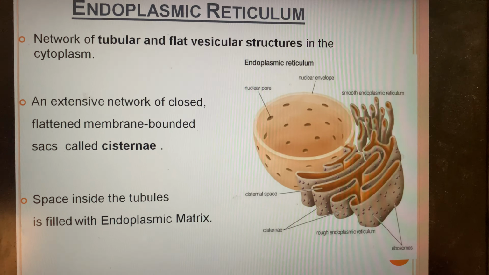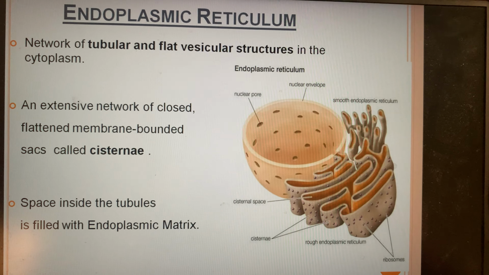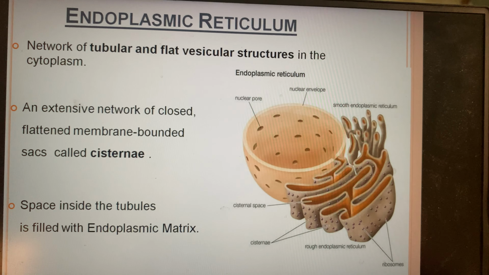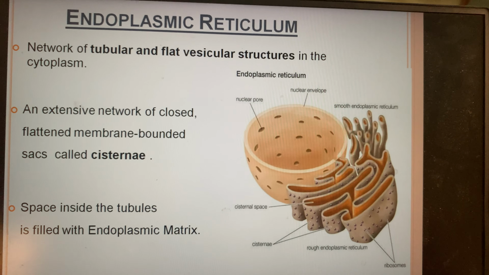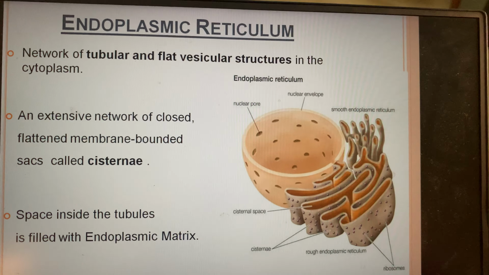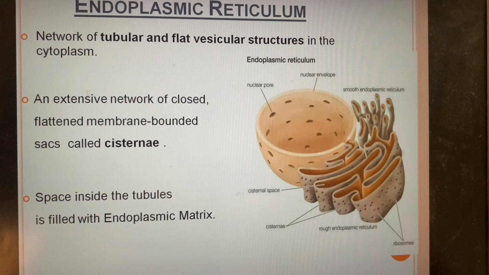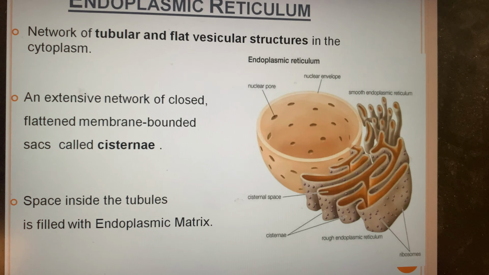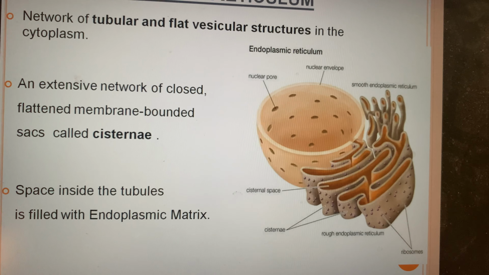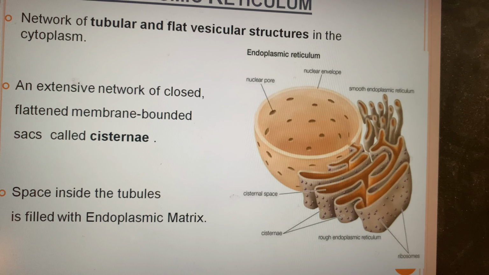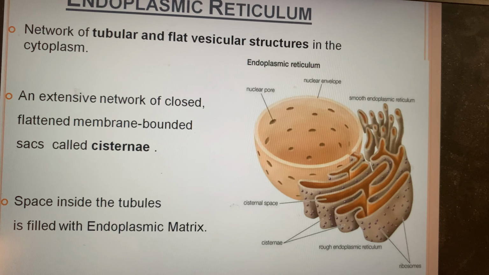Next comes the ER, or endoplasmic reticulum. These are a network of tubular and flat vesicular structures in the cytoplasm, an extensive network of closed flattened membranes. These are flattened, closed membranes, not cylindrical ones. They are extensive closed membrane-bounded sacs, and the space inside the tubes is filled with endoplasmic matrix.